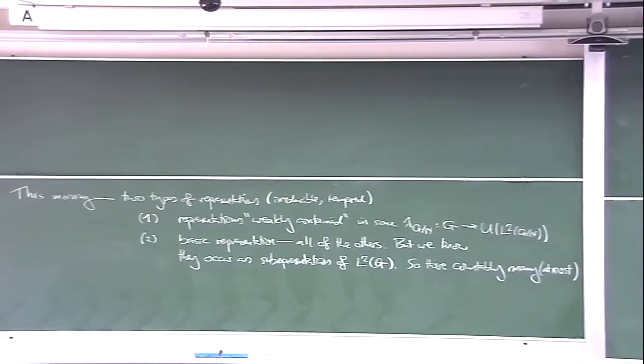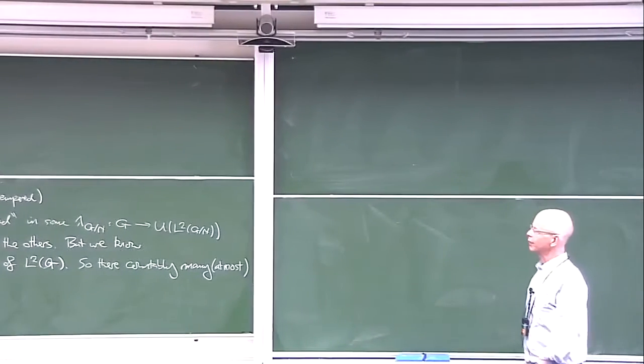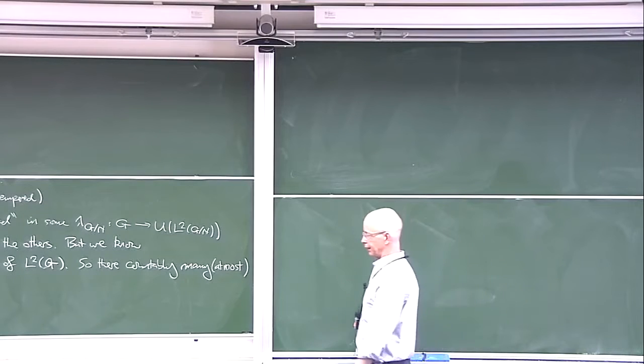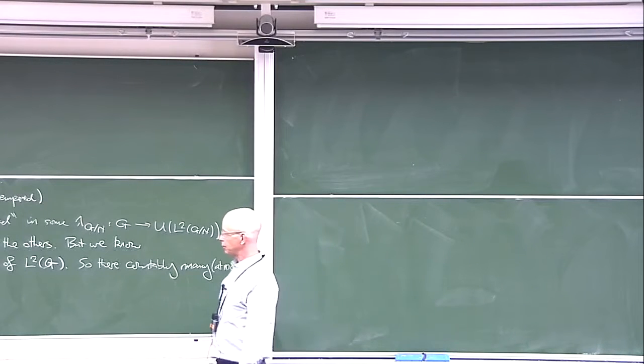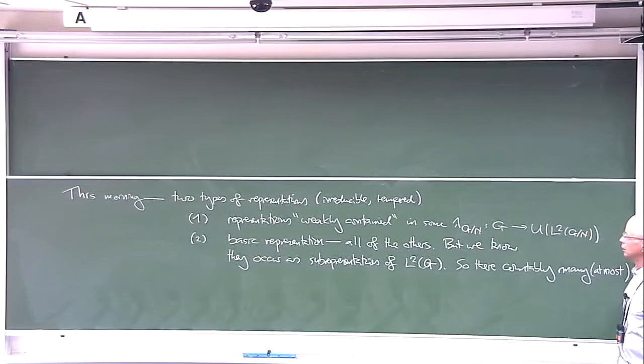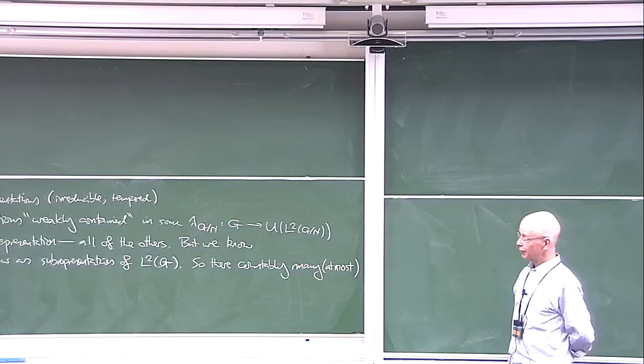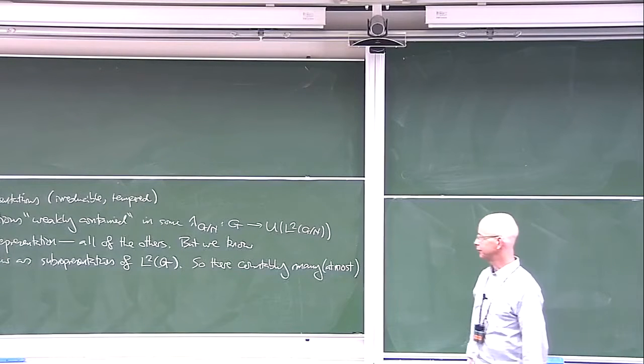Actually, yeah. If you think about it, for every compact group, every representation is basic. And if the compact group happened to be finite, then there would only be a finite number of basic representations. Apart from that case, all of the basic representations form a countable set.